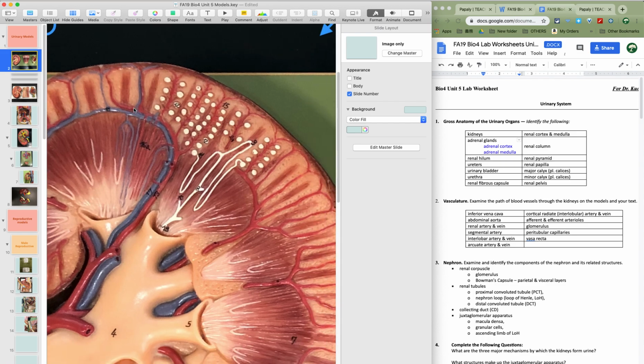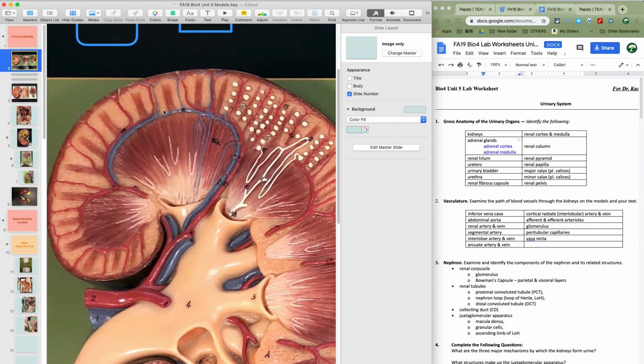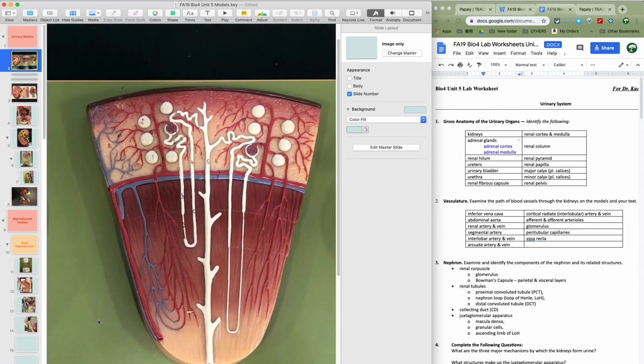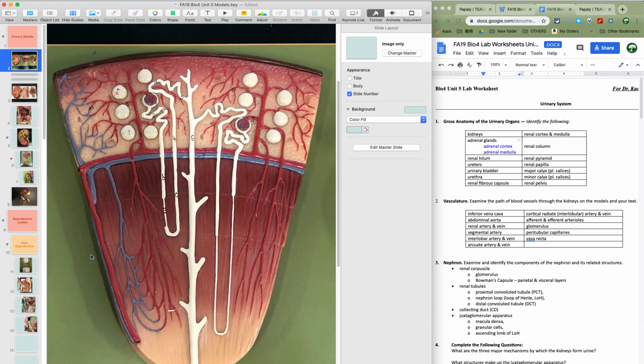And the veins that run next to the arteries will be named accordingly. So these will be the cortical radiate veins, and this will be the arcuate vein. That will make this one the interlobar vein. There's no segmental vein, but this will be the renal vein. And then here, on this part of the model, you can see this is the collecting duct.